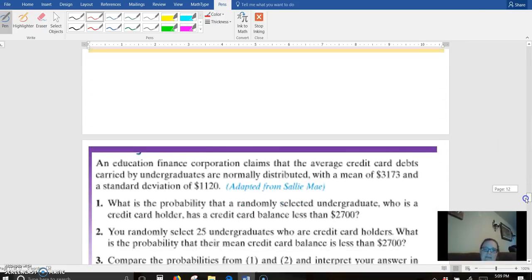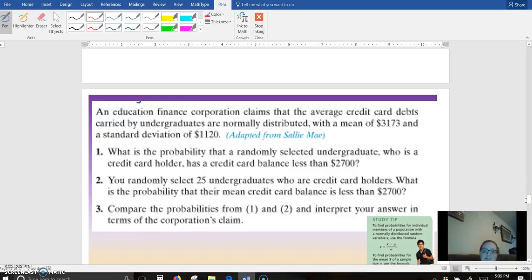Let's try that again. All right, an education finance corporation claims the average credit card debt carried by undergrads is normally distributed, with a mean of this and a standard deviation of that. What's the probability that a randomly selected undergrad has a credit card debt less than $2,700, versus you randomly select 25 undergrads and you want to know the probability that their mean credit card debt is less than $2,500? All right, so we're going to use the old formula here, and we're going to use the new formula there.